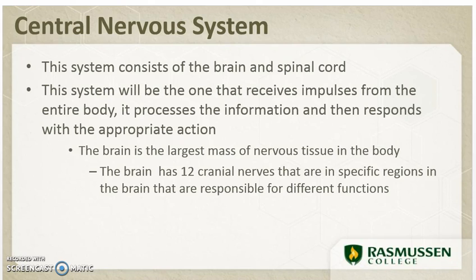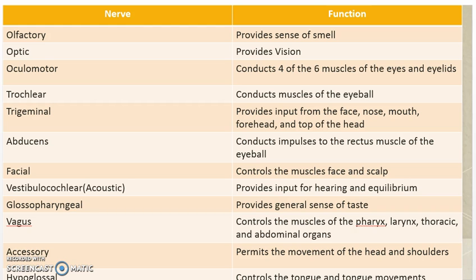Because it deals with your brain and your spinal cord, it's important to know that your brain has 12 cranial nerves that are specific to regions in your brain and are responsible for different functions. Here are those 12 cranial nerves. You can actually find this in your book as well, but I'm giving you a brief overview here, so that you can print this out and keep it for yourself for study purposes, both for your quiz, final exam, and also for your CMA exam.